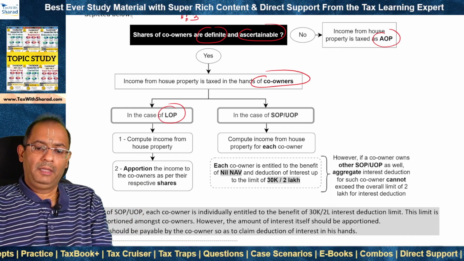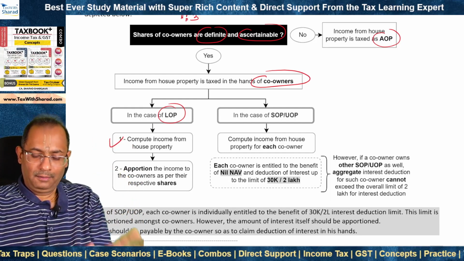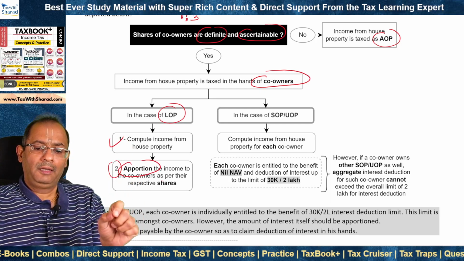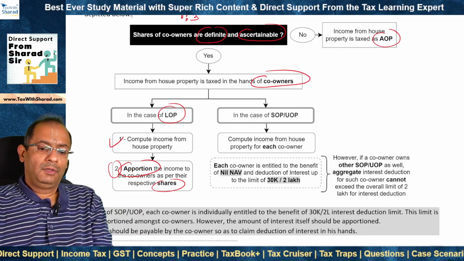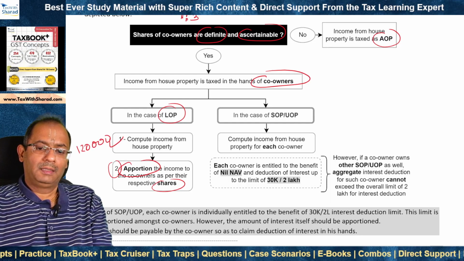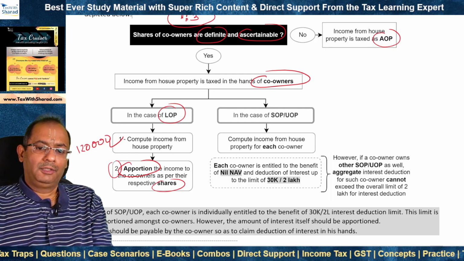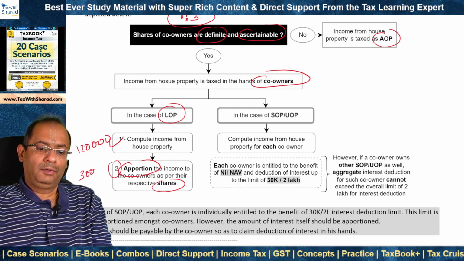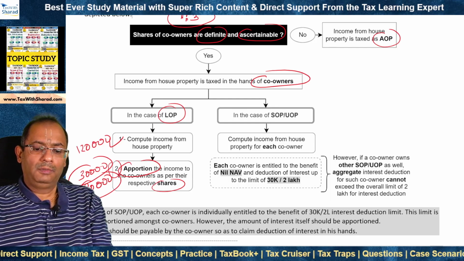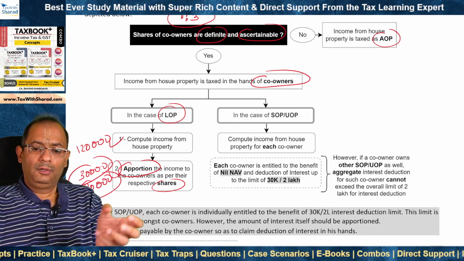If the property is LOP, then first we need to compute the income from house property in the normal manner. And then finally, we need to apportion the income to the co-owners as per their respective shares, right? So if, for example, we compute the income from house property at 1,20,000 rupees, and if the shares of the co-owners are 1:3, then the share of the first co-owner will be 30,000 and for the other will be 90,000, and this amount will be the income from house property in the hands of each co-owner, and it will consequently be included in their total income.